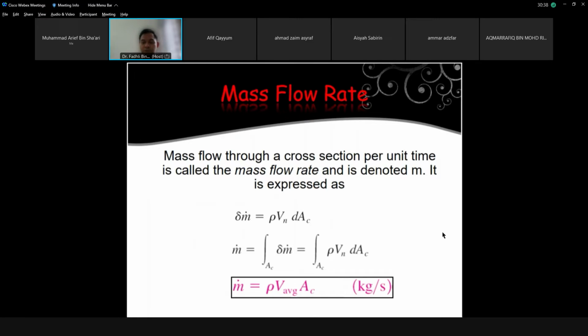Okay, and of course the unit is kilogram per second. Any properties named as a rate, then the unit must be per unit time. For example, mass flow rate. They have the term rate, then the unit must be per unit time, kilogram per second.